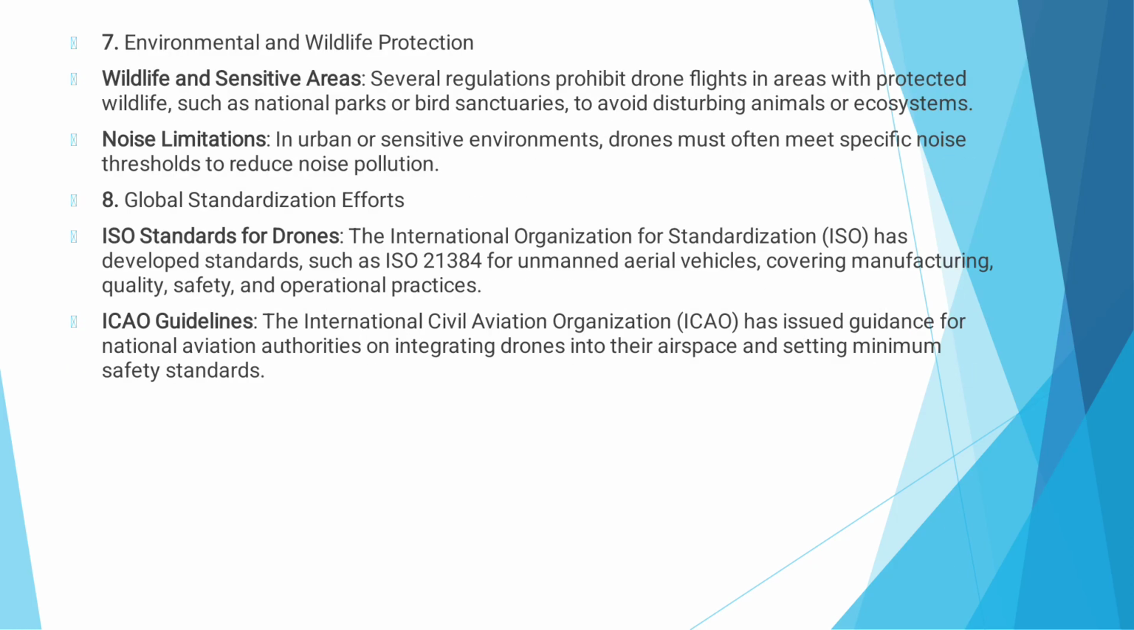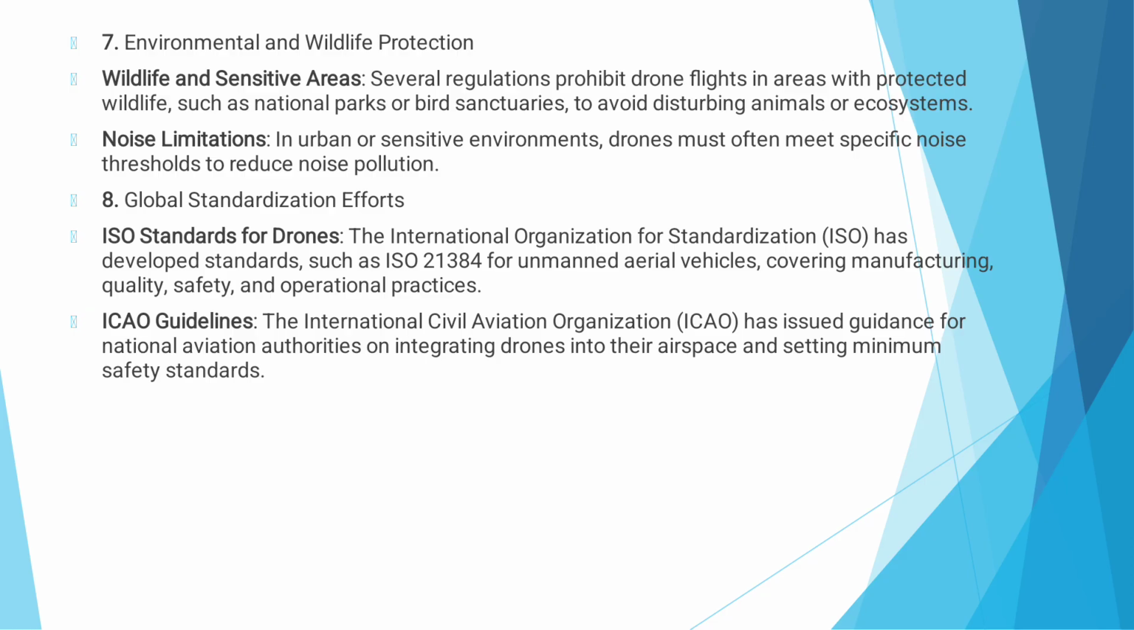Environmental and wildlife protection. Wildlife and sensitive areas. Several regulations prohibit drone flight in areas with protected wildlife, such as national parks or bat sanctuaries, to avoid disturbing animals or ecosystems. Noise limitations. In urban or sensitive environments, drones must often meet specific noise thresholds to reduce noise pollution.